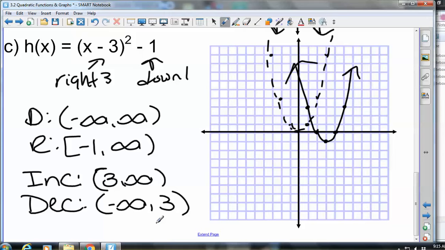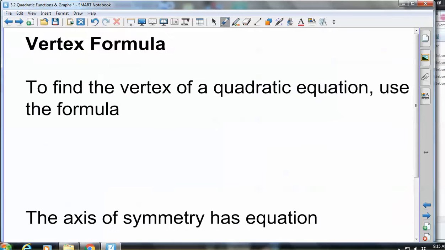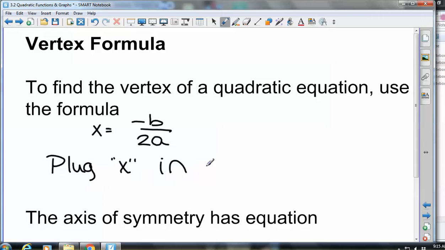Alright. So let's talk about if it's not in the vertex form. This way we can do transformations, but they're not always written that way. We have what's called the vertex formula. This is what you really use a lot in Algebra 2 when you graph these things. So to find your vertex, remember to find the x value, you do the opposite of b over 2a. And then you plug that value in, whatever answer you get, you plug that back in to find y.